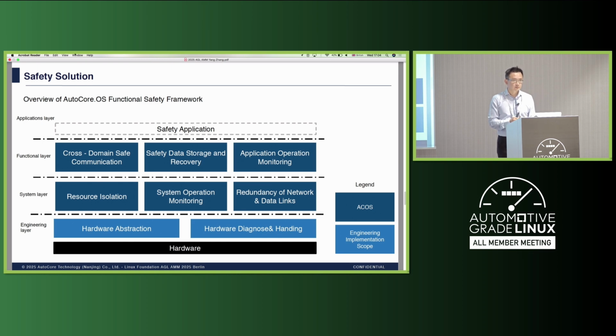But if you want to make some migration of tasks from the left-hand side to the right-hand side, if something happens on the left-hand side, yeah.